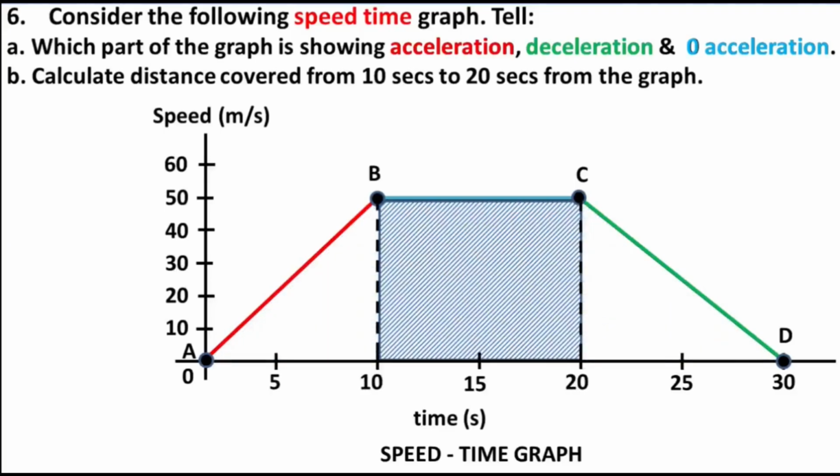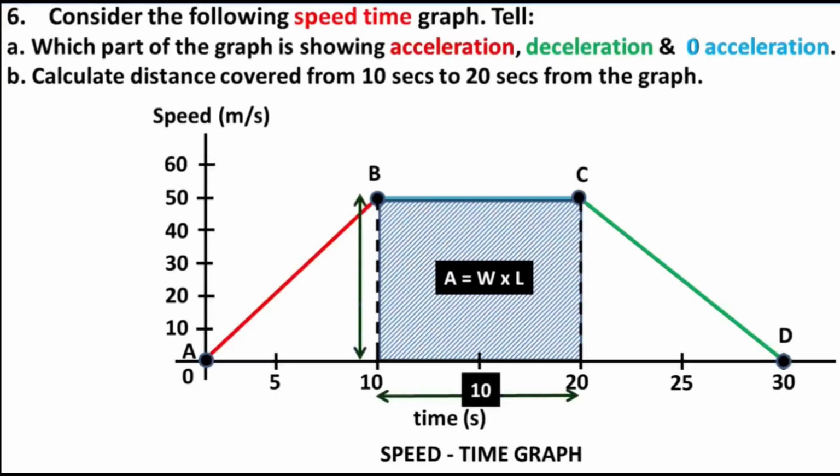Area of a rectangle is measured using the formula width multiplied by length. Here, width is 20 minus 10, which is equal to 10, and height is 50 minus 0, which is equal to 50. So our area is 50 multiplied by 10, which is equal to 500. And we know that the area under the speed time graph curve gives us the distance. So from here we get the distance is equal to 500 meters.